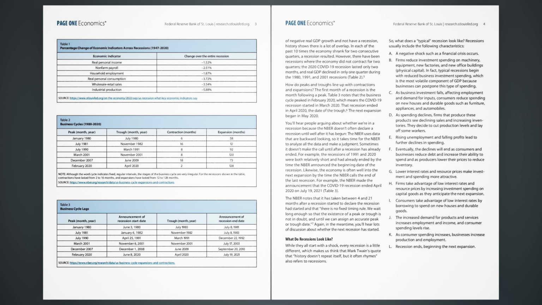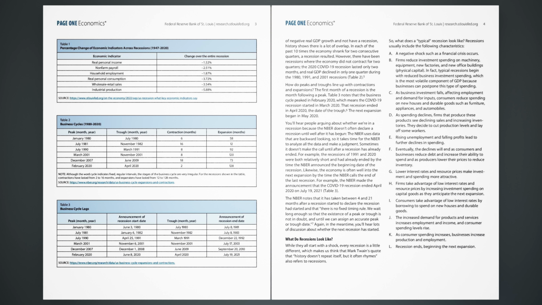What do recessions look like? While they all start with a shock, every recession is a little different, which makes us think that Mark Twain's quote that history doesn't repeat itself, but it often rhymes, also refers to recessions. So, what does a typical recession look like? Recessions usually include the following characteristics. A. A negative shock such as a financial crisis occurs. B. Firms reduce investment spending on machinery, equipment, new factories, and new office buildings, physical capital. In fact, typical recessions begin with reduced business investment spending, which is the most volatile component of GDP because businesses can postpone this type of spending.